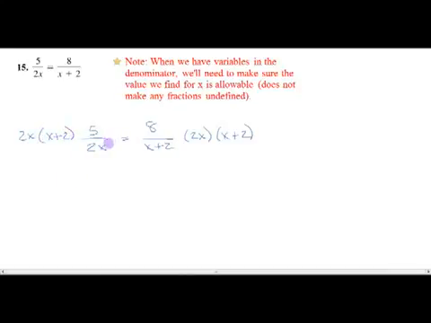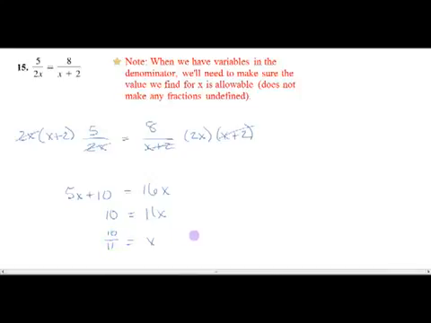On the left side, 2x cancels. On the right, x plus 2 cancels. And then we have 5x plus 10 equals 16x. Then we're rid of the fractions. We'll have 11x is 10, and dividing by 11, we get x equals 10/11.